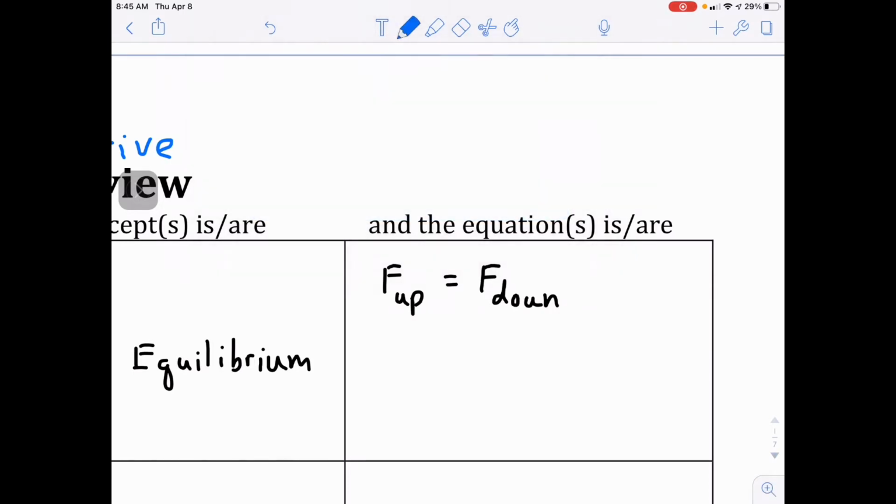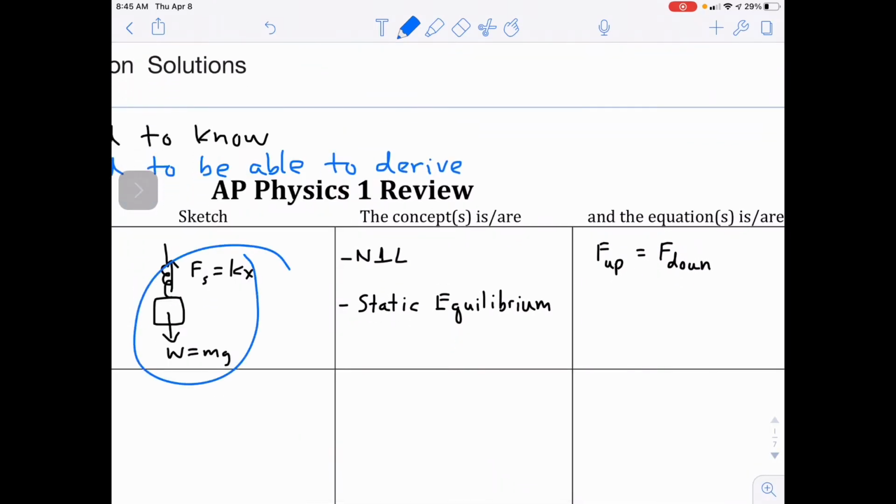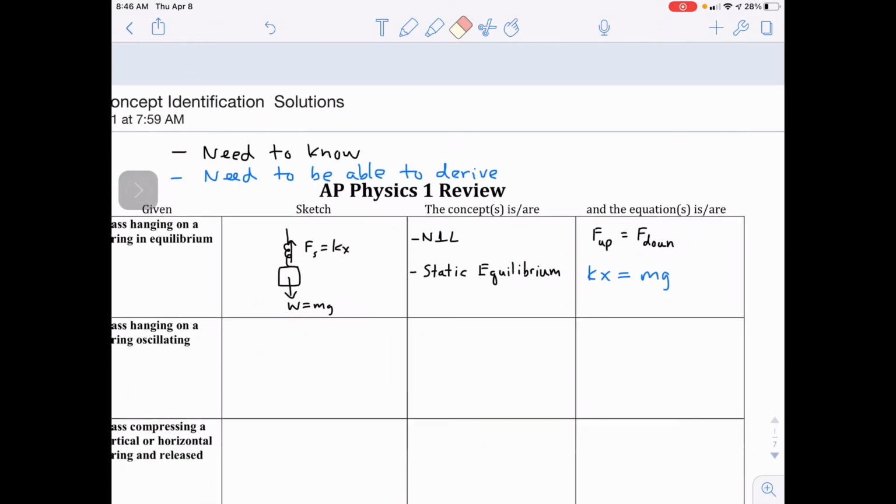You need to be able to derive what the actual equation is from the forces you identified earlier, meaning these. So the forces up would be kx, and the forces down would be mg. kx equals mg would be the equation that we use for this particular scenario.